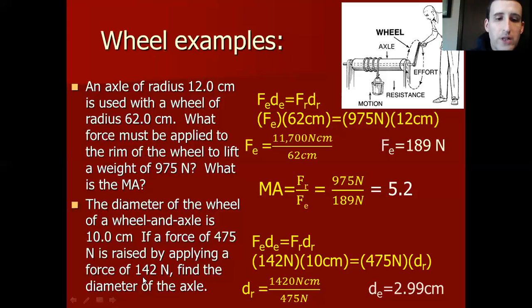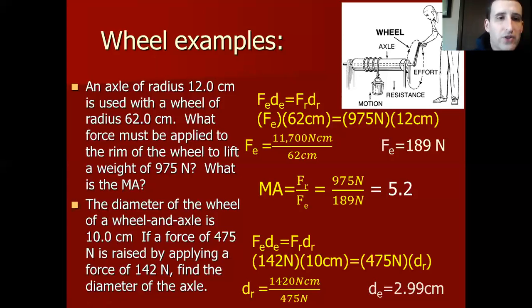So very important, read the problem, see what the context clues tell you, right? If we're applying a force, that's the human. If it's the diameter of the wheel, that's the human effort part. If something's being raised, that's usually the resistance part. And the axle is the resistance in the wheel problem. So that's wheel and axle. Now we're going to move on to screw.